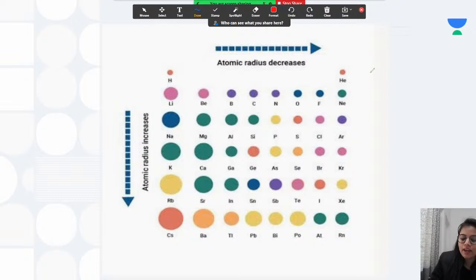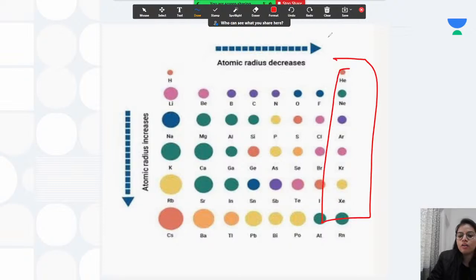Because noble gases have the octet complete. They have the maximum number of electrons in their outermost orbit, and the repulsions are maximum. So the nuclear pull effect is reduced. Therefore the noble gases show an exception over here.